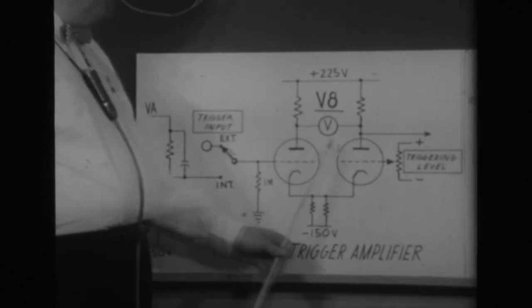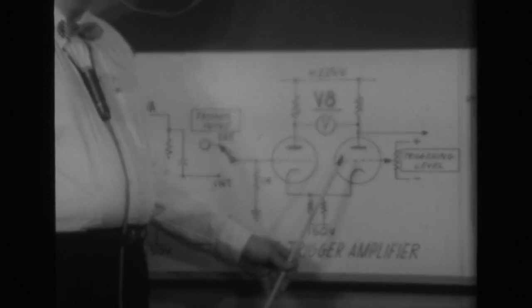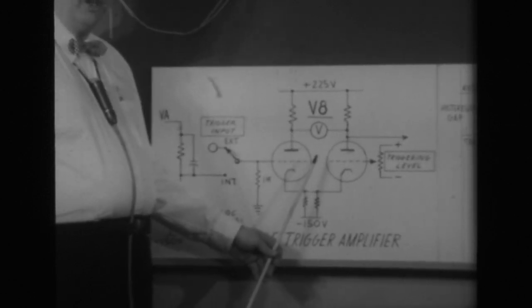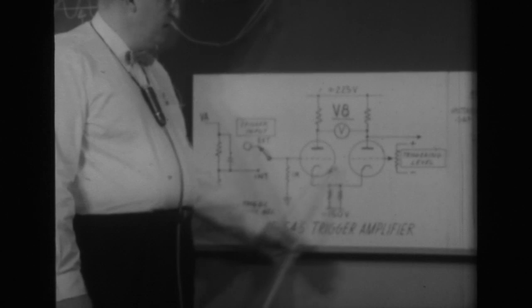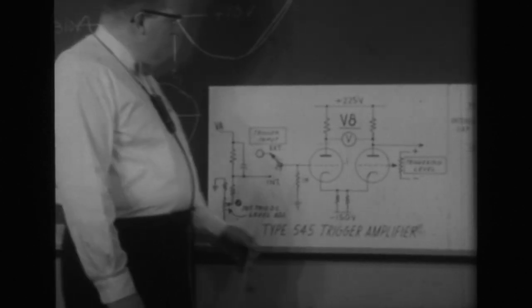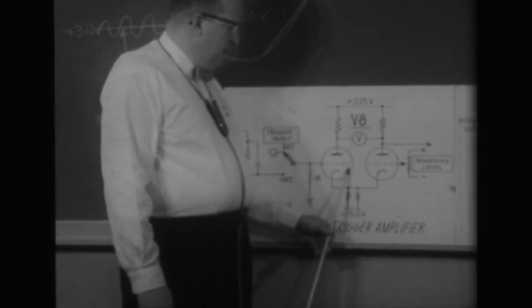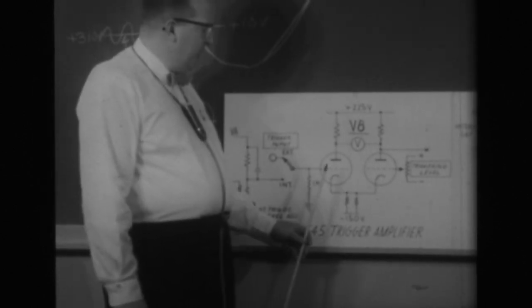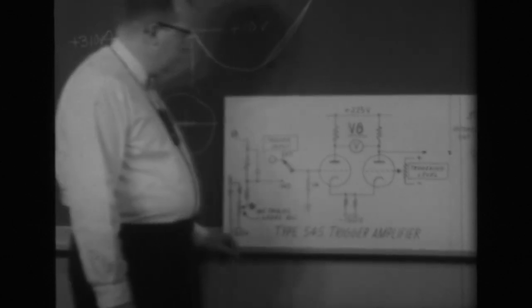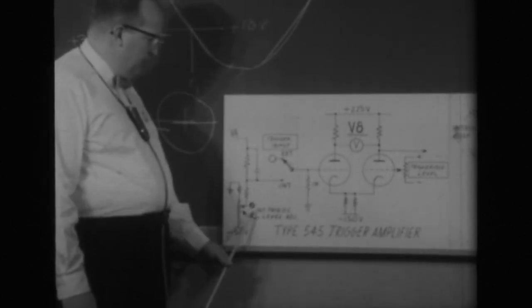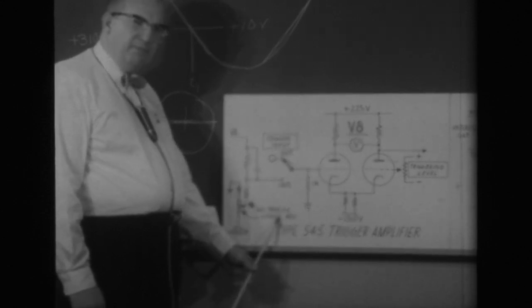Having checked this tube, both sections by the way, because grid current can flow in one section and not the other section of these twin triode tubes, by checking for grid current in both sections, we evaluate or find the quality of this tube. And if the tube is satisfactory, we proceed with the next adjustment, which will be the adjustment for internal trigger DC level.